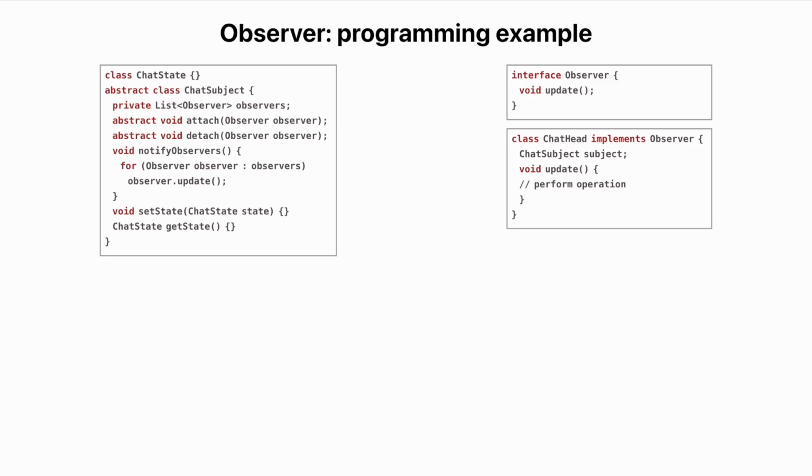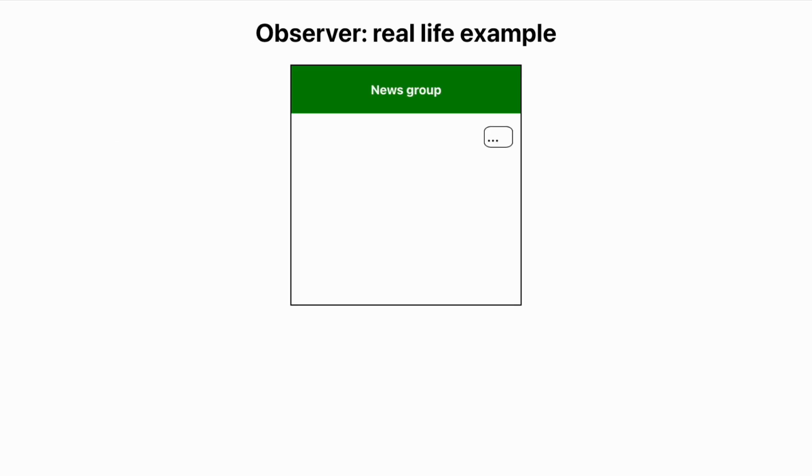Suppose UI elements are responsible to highlight a chat head when a new message is received from a particular user; they can be notified conditionally. A real life example: people can add themselves to some WhatsApp group of their interest and receive the messages posted in that group.